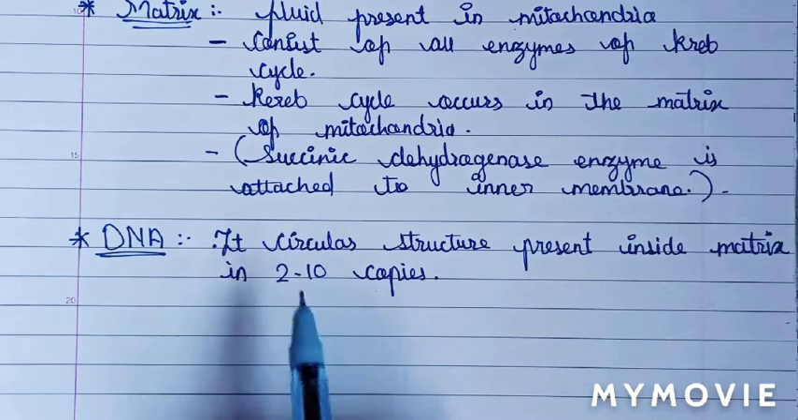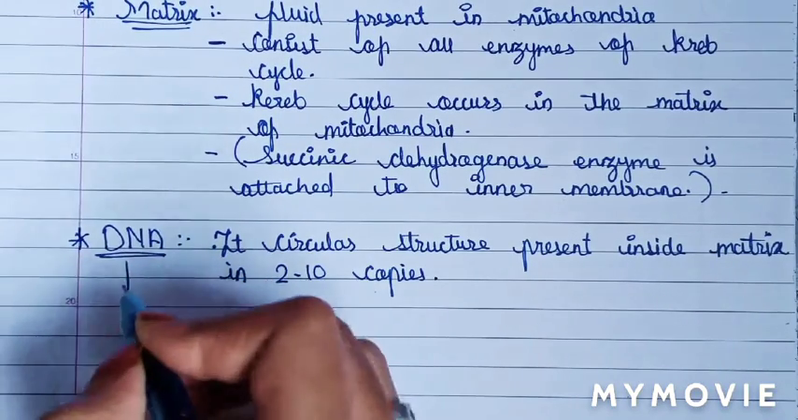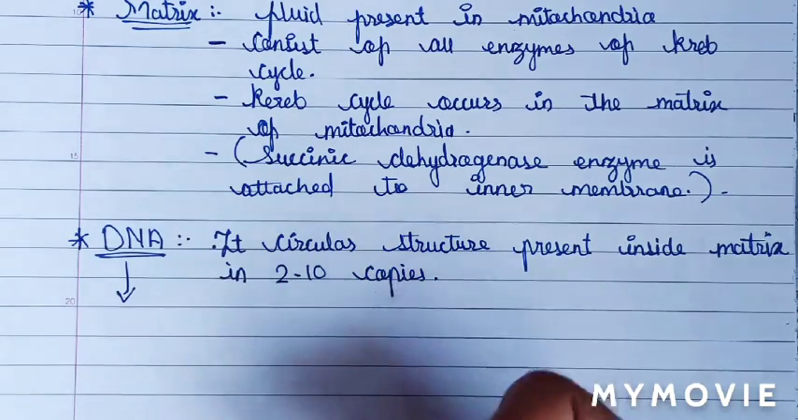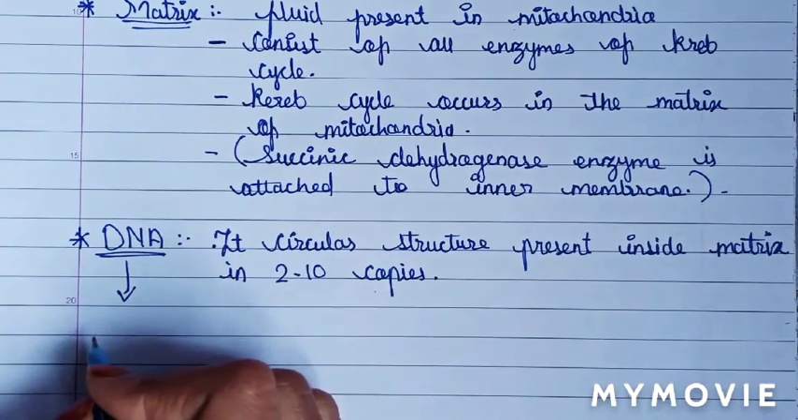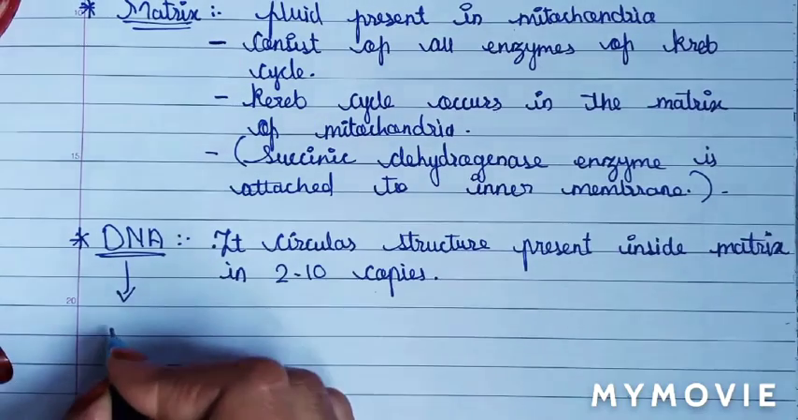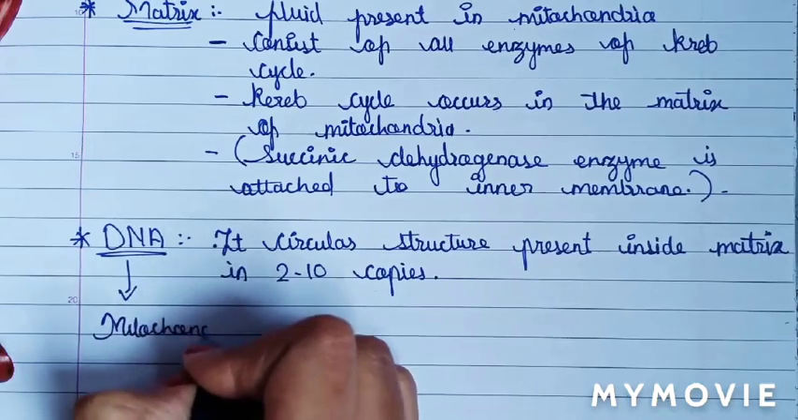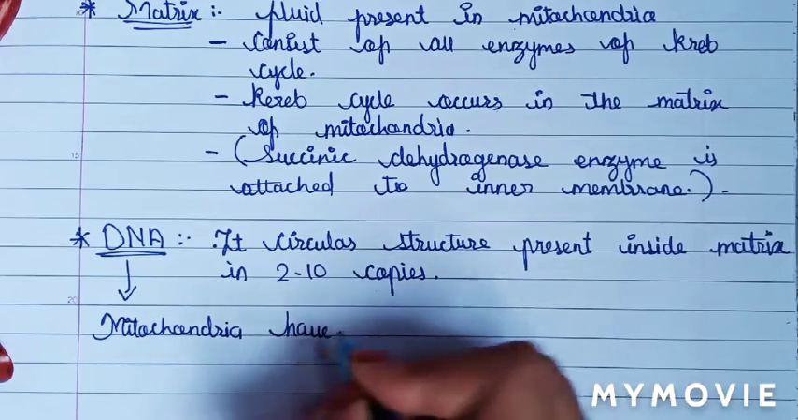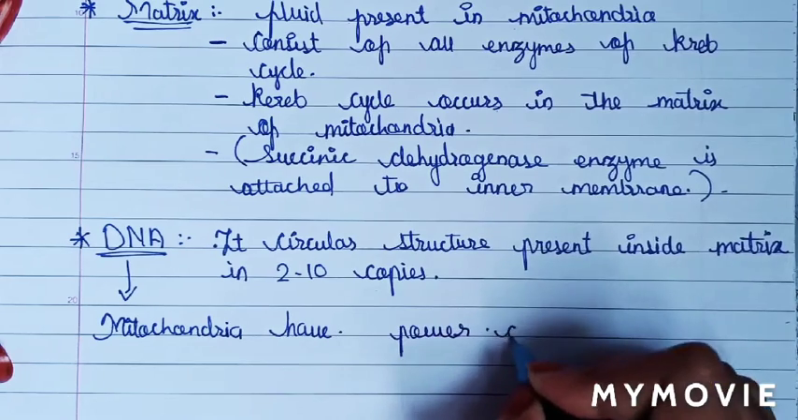Mitochondria is the only cell organelle which consists own DNA. And so, this DNA is helpful to replicate the mitochondria inside the cell. Means mitochondria have power of replication.